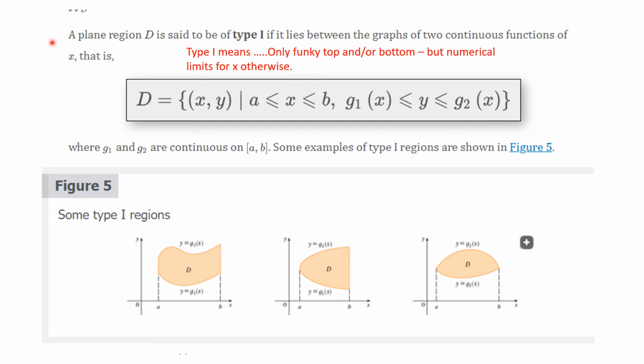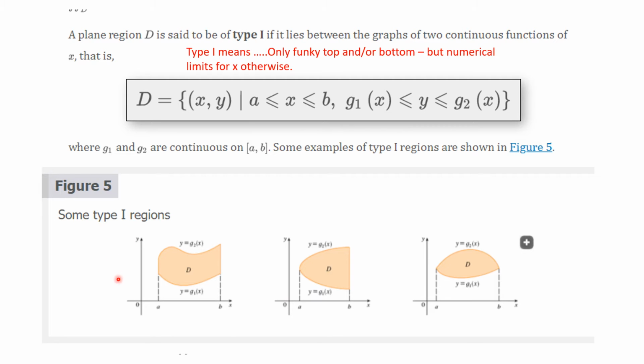Now, we're not going to do this in general regions. We'll continue to expand the type of regions that we can do, but for right now we're going to talk about a plane region. D is said to be of type 1, that's a Roman 1, like an I, if it lies between the graphs of two continuous functions of x. That is, the domain looks like this. x runs between a and b, but y runs between g1 and g2 of x, where g1 and g2 are continuous on [a,b], and we can look at some pictures here.